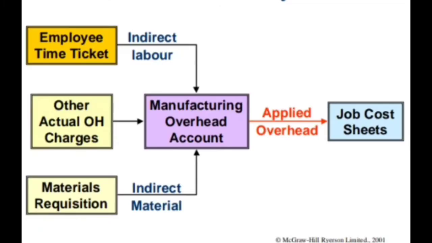Now by collecting all these items like indirect labor, indirect material and other actual overhead charges, these shall all be collected into the manufacturing overheads account. Now this is ready to be attributed or allocated to the job sheet. So now our manufacturing overheads account is ready to be divided into the jobs.